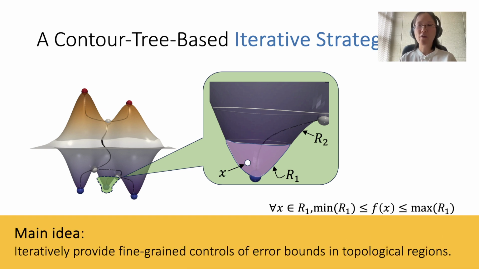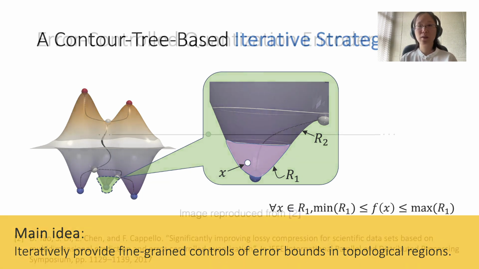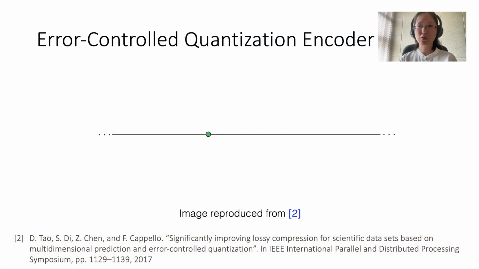In this example, points from R1 should be bounded by the minimum and the maximum value of R1. The main idea of our iterative strategy is to iteratively provide fine-grained controls of error bounds in topological regions until no false cases are detected. Then, how to incorporate lower and upper bounds into the data compression process? We customize an error-controlled quantization encoder from SZ. Let's review this encoder first.